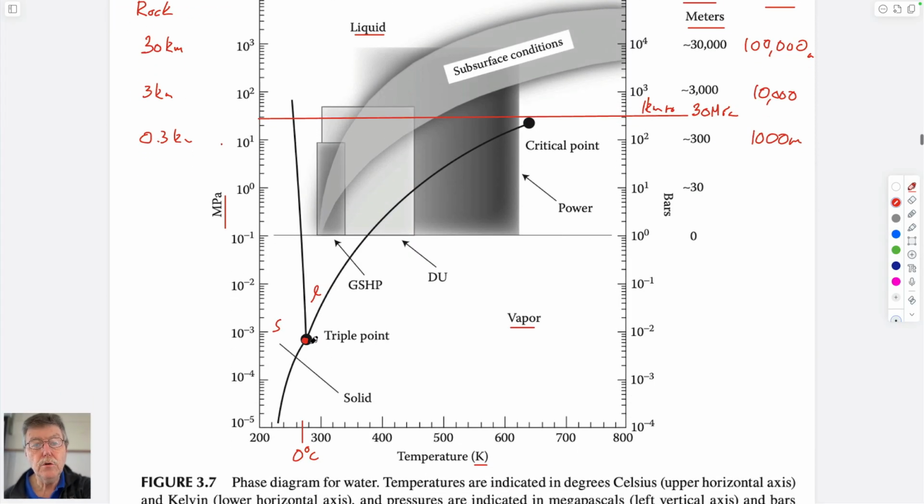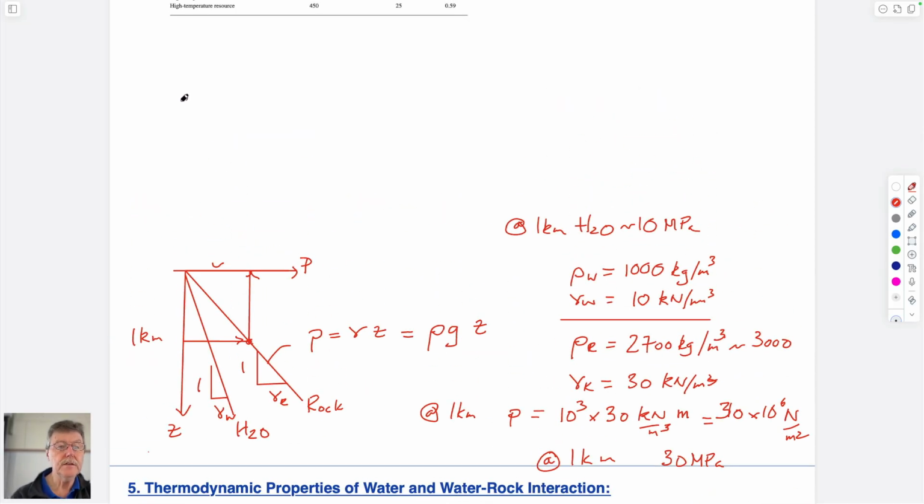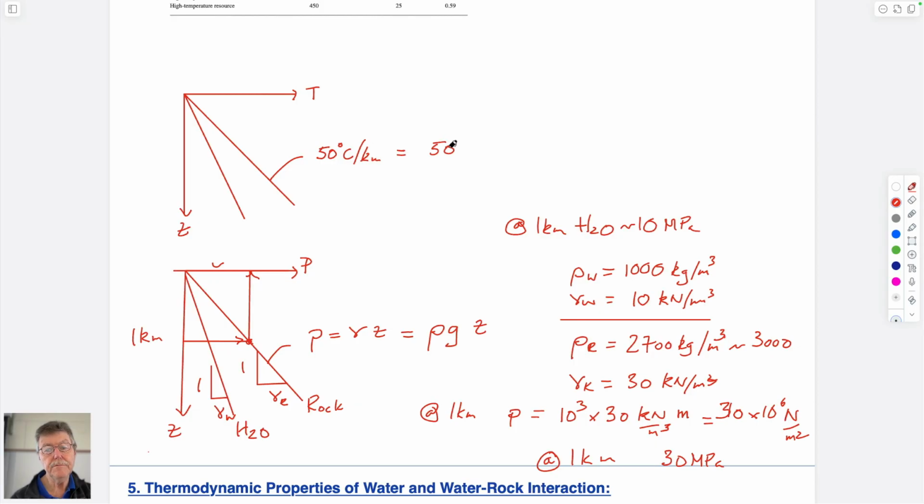And we know also, as we go down in depth, I won't overprint it on the same figure, but it is the same figure. This is temperature with depth. And so this is either 50 degrees centigrade per kilometer, equals 50 Kelvin, uppercase K, not lower. And this would be 25 centigrade per kilometer.